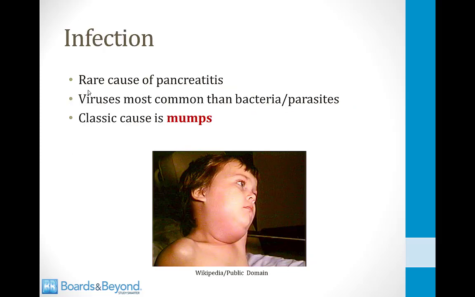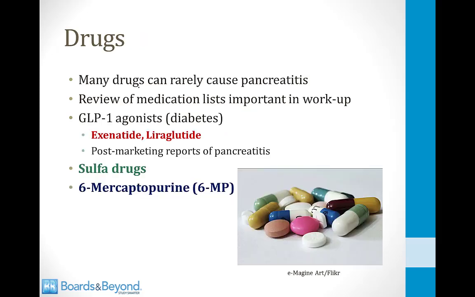Infection is a rare cause of pancreatitis. It's more commonly due to viral infections, although it can occur in the setting of bacterial or parasitic infections. One of the classic causes is mumps. I talk about mumps in the infectious disease modules. It causes inflammation of the parotid gland, as is shown in this child here, but it can also lead to acute pancreatitis.